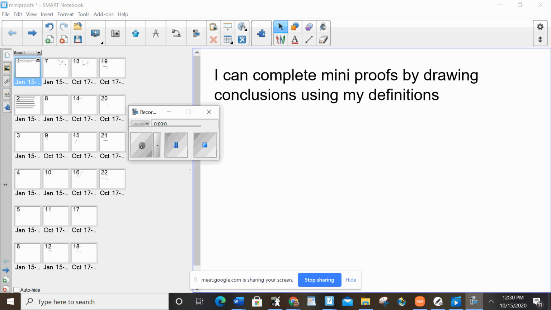So today I can complete mini proofs by drawing conclusions using my definitions. A very important lesson. It kind of ties together what we did the past couple days, and we're going to need this moving forward. We're going to do this today. We're going to practice it tomorrow, and then we're going to quiz it at the end of class tomorrow.